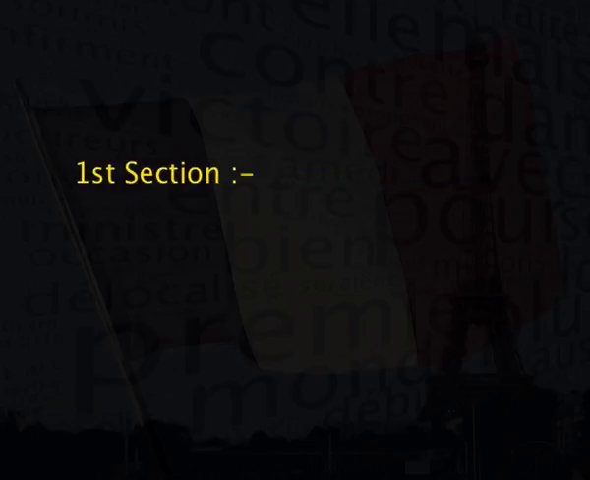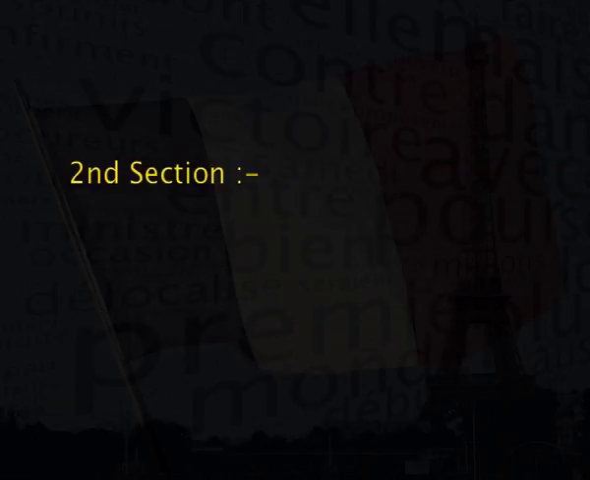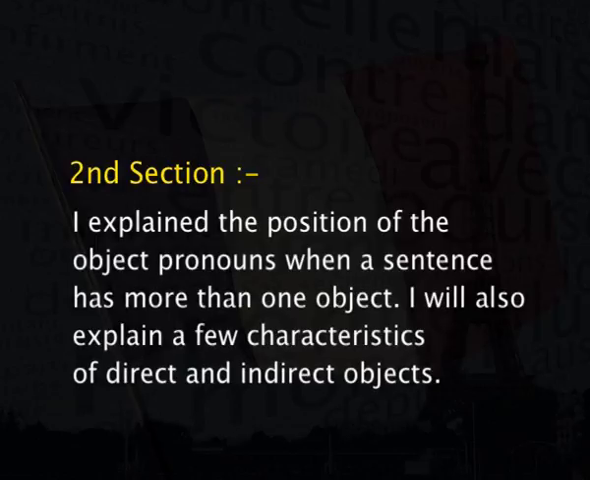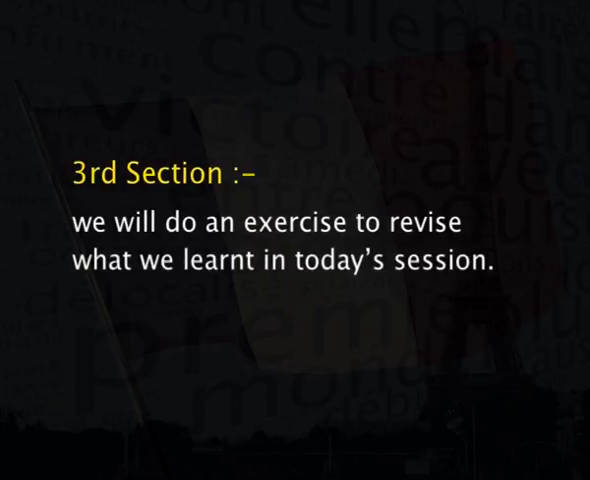In the first section, I will read out a French text in which the direct and indirect object pronouns occur several times. Then in the next section, I will explain the position of these object pronouns when a sentence has more than one object. I will also explain a few characteristics of direct and indirect objects. And finally, in the third section, we will do an exercise to revise what we learned in today's session.